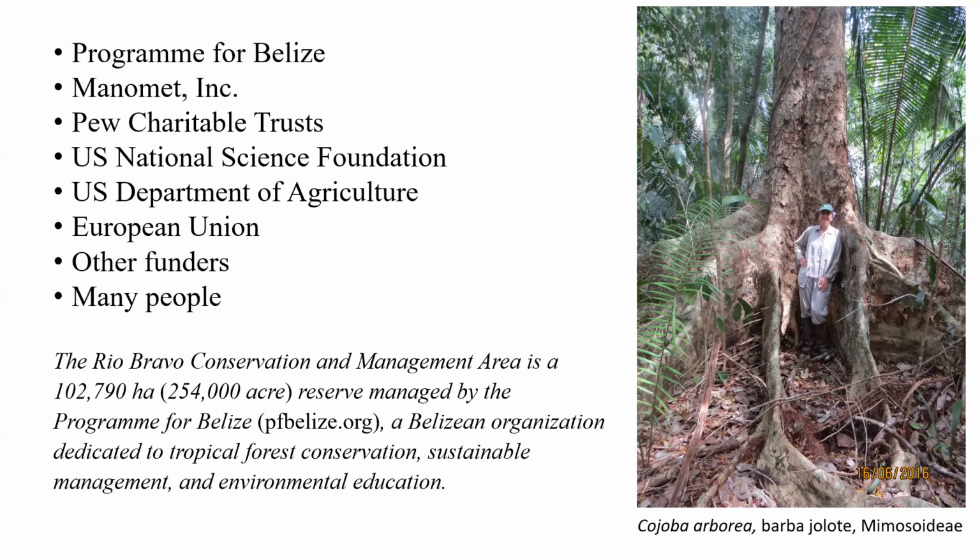Take this picture here of Barba jolote, Cojoba arborea. You find individuals like this in the forest, but you do not find saplings. This is a long-lived tree like mahogany that only comes up once in a while and probably lives a pretty long time like mahogany. So I think that if you look at the dynamics, you're going to particularly focus on these big trees, as many people have.